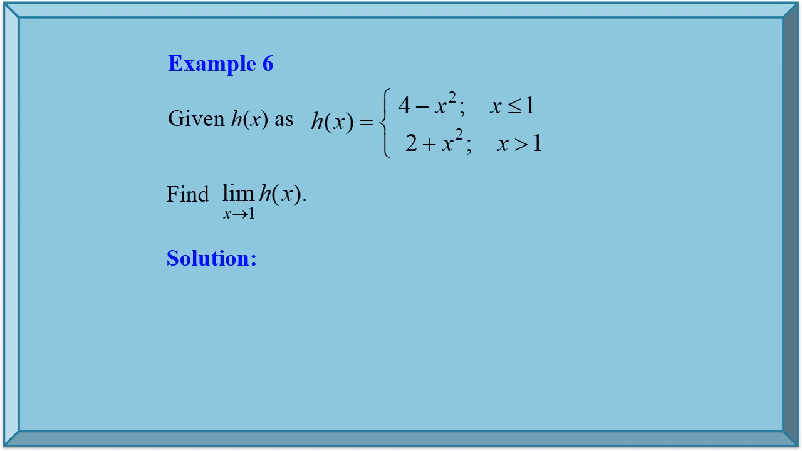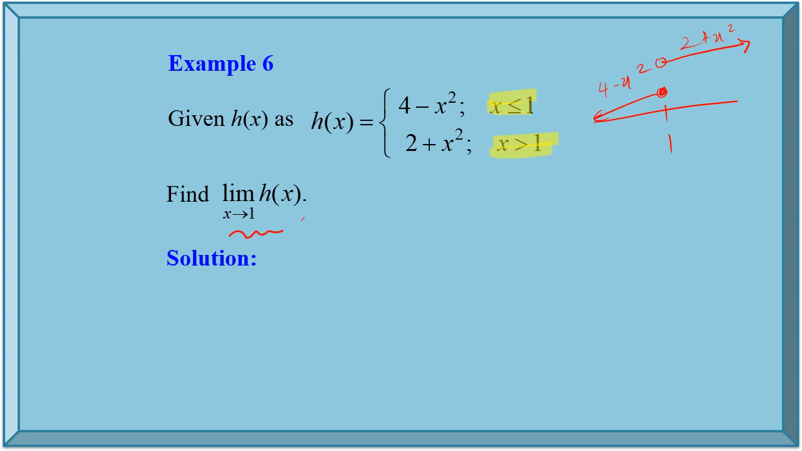Okay, example 6. Given h(x) equal to 4 minus x squared for x less than or equal to 1, and 2 plus x squared for x more than 1. If I were you in the exam, I would sketch the graph first. The left side of the graph, including 1, is 4 minus x squared. The right side of the graph, where 1 is not included, is 2 plus x squared. Okay, so find the limit of h(x) as x approaches 1.